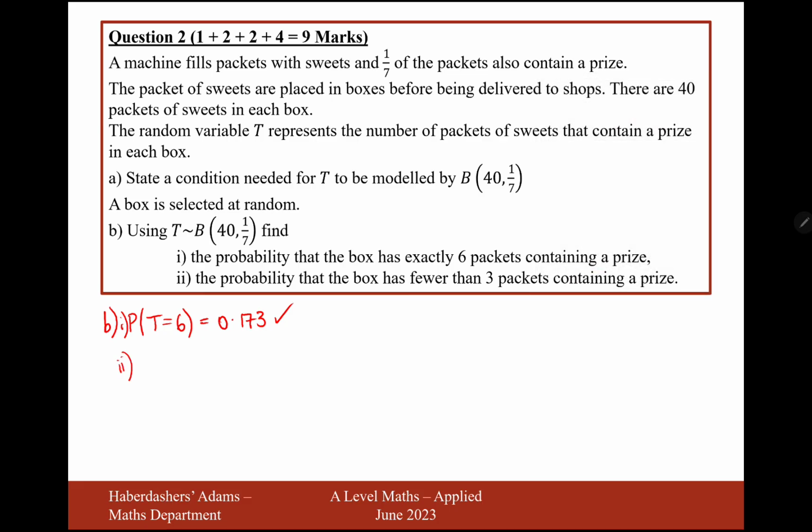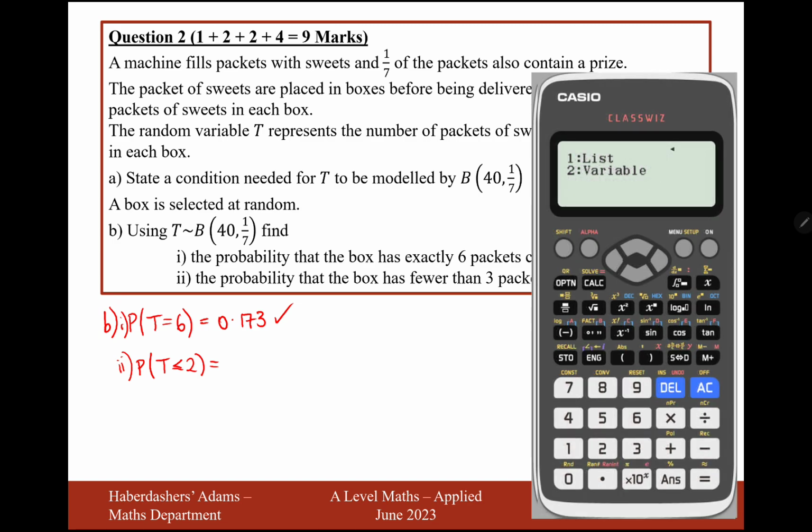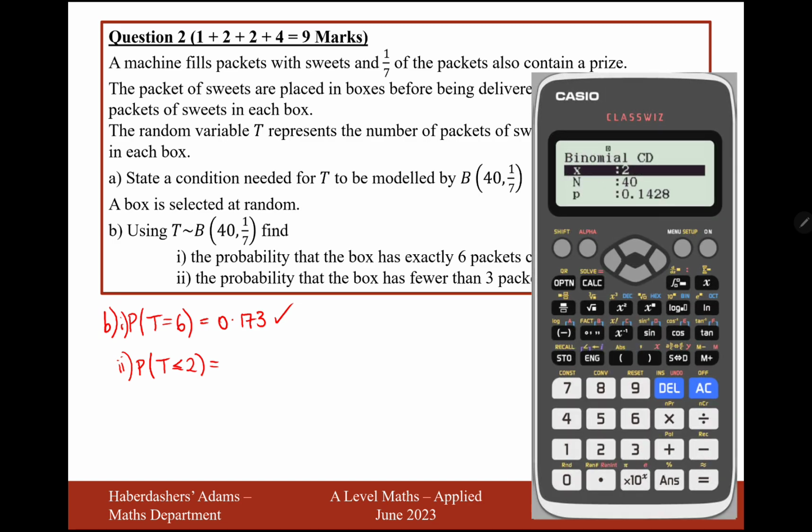Moving on to part II, the probability that the box has fewer than 3 packets containing a prize. So if it contains fewer than 3, then that means t needs to be less than or equal to 2. And we need the binomial CD mode for that. So go to binomial CD for variable, and then we want 2 or fewer out of 40 with a 1/7 chance of success, and we get 0.0616. Both of those written to 3 significant figures.